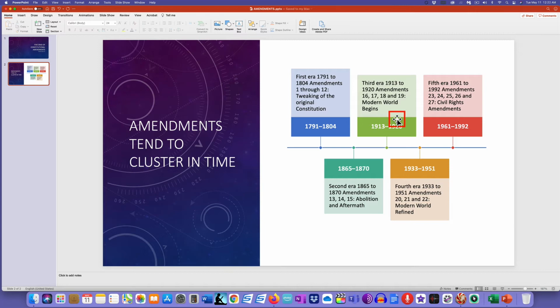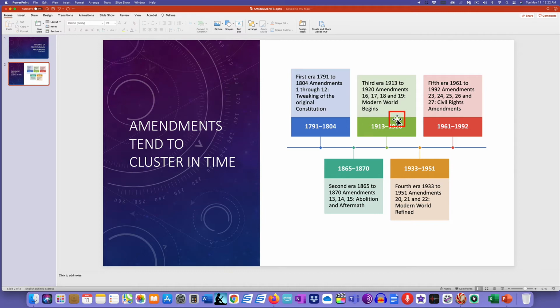And the 19th Amendment is very important because it guaranteed the right to vote irrespective of sex. So women were finally guaranteed the right to vote at the national level. Prior to this amendment, women were only able to vote in some states and territories and in some elections. But the 19th Amendment actually guaranteed everyone the right to vote. Anyone who was over 21 could vote in any election.